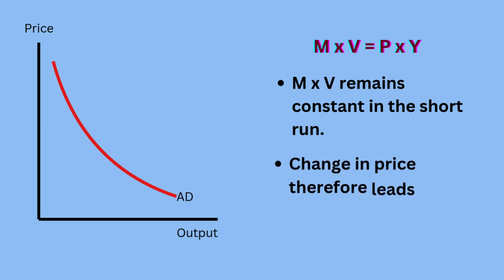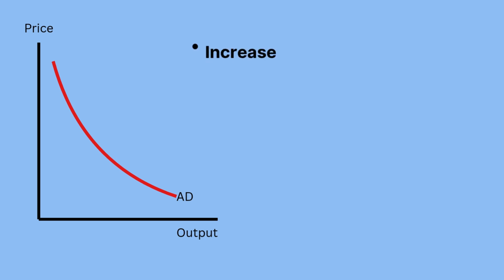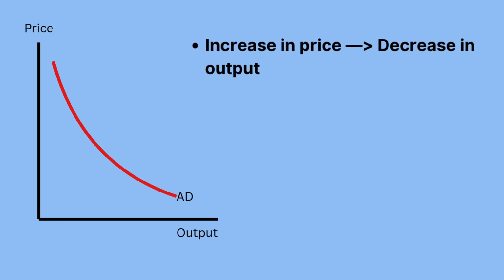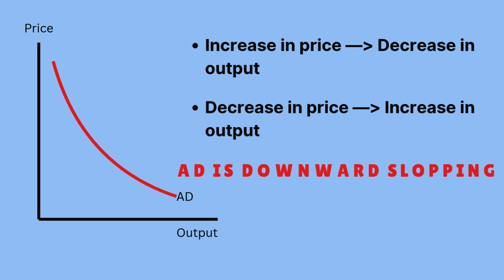So, if we change our prices, the output has to change in order to ensure that the total remains constant. So, if our price increases, the output has to fall in order to maintain the identity. On the other hand, if our prices fall, then the output must rise in order to maintain the identity. Therefore, we can conclude that aggregate demand must be a downward sloping curve.